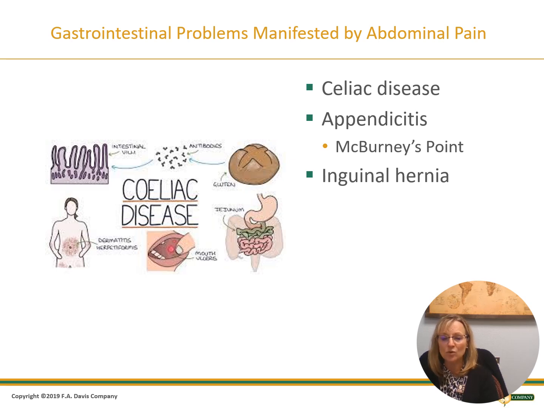By testing them, of course, you can do the McBurney's point, which is where I was talking about that rebound tenderness. Let me get my hand in front of the camera there. You go straight down, at a 90-degree angle, and push down. It may be tender, but when you let up is when it's very tender. That checks for the peritoneal irritation.